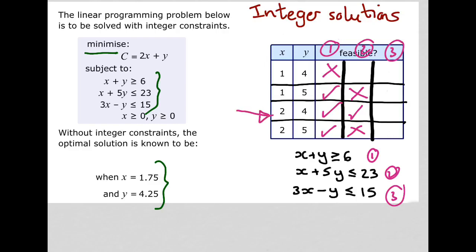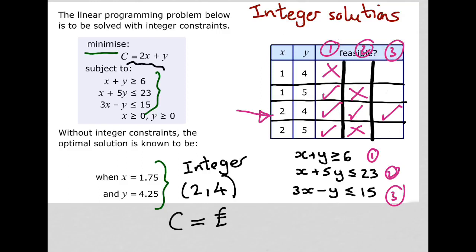Now I can't just assume it's this one. I've got to check that this one actually works for this inequality as well. So 3 times 2, take away my 4. Well, yes, that one is certainly less than or equal to 15. So my integer point is 2 and 4. And then I could work out the cost for that as well. So it would be using this, 2 times 2 plus 4. So the cost would be, let's say it's £1, £8.